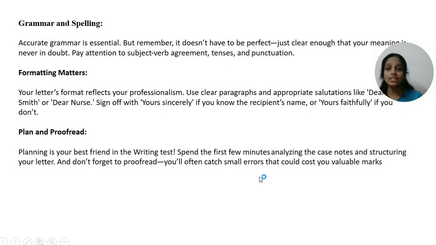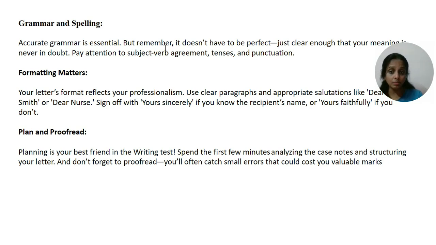The next one is grammar and spelling. Accurate grammar is very essential. But remember, it doesn't have to be perfect. Just clear enough that your meaning is never in doubt. Pay attention to subject verb agreement, tenses, and punctuation.